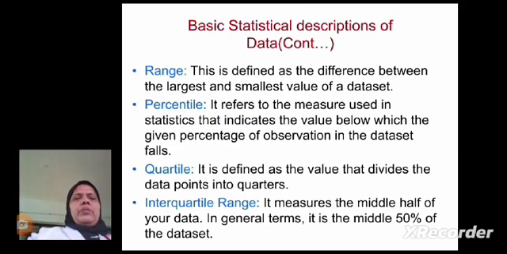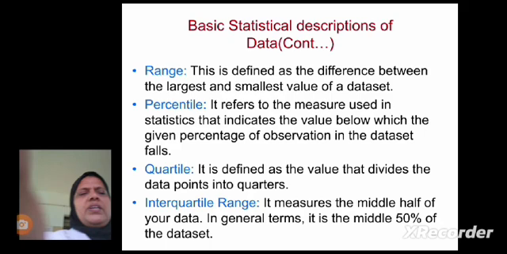Range, the third parameter, is defined as the difference between the largest and smallest value of a data set. Percentile refers to the measure used in statistics that indicates the value below which a given percentage of observations in the data set falls.